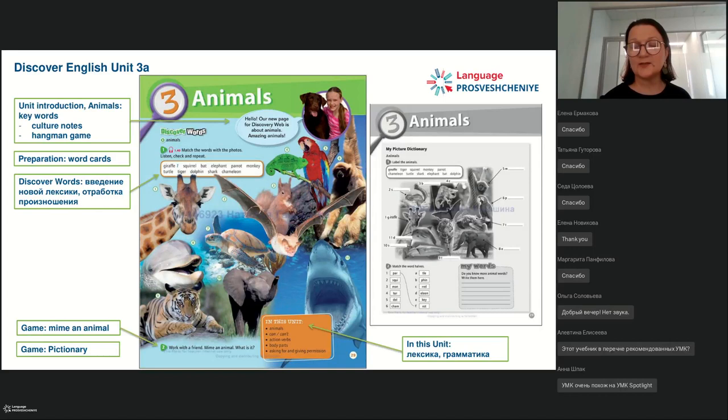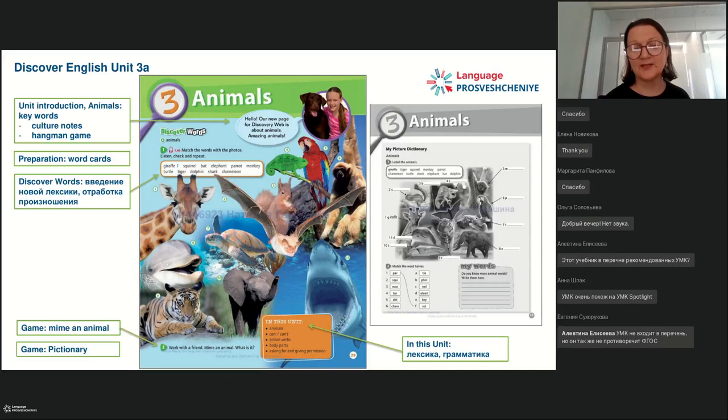Интересны также такие игры, как Mime an Animal. Предлагается изобразить животное мимикой либо пантомимой, и дети узнают. Мы видим, что это разные упражнения; это, конечно, хорошо для кинестетиков и легче запоминается. И опять же, через нетривиальные activities мы многократно повторяем слова.